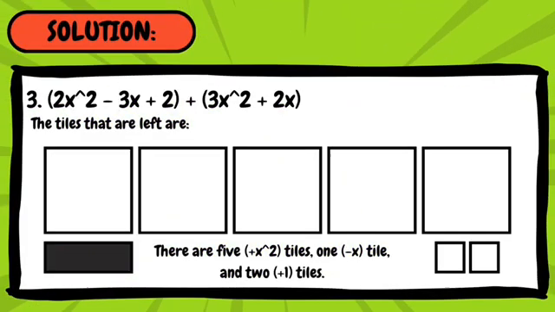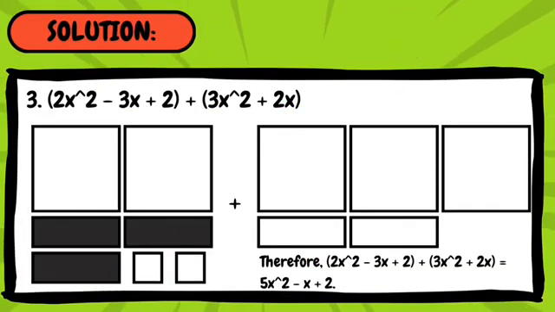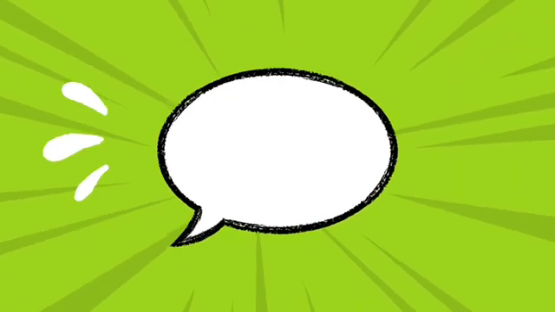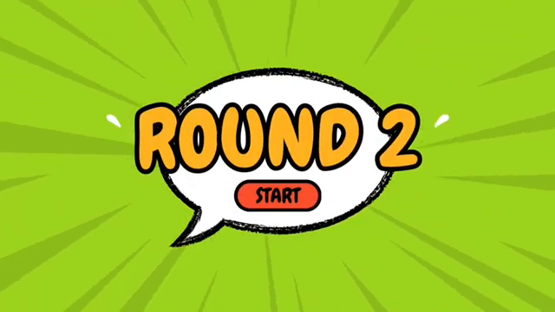So these are the tiles that are left. There are 5 positive x squared tiles, 1 negative x tile, and 2 positive 1 tiles. Therefore, 2x squared minus 3x plus 2 plus 3x squared plus 2x will result to 5x squared minus x plus 2. So did you get our first 3 examples? Now, are you ready for round 2?